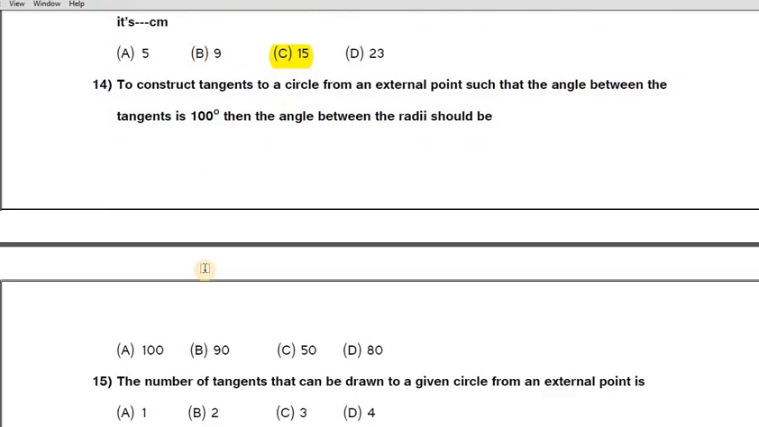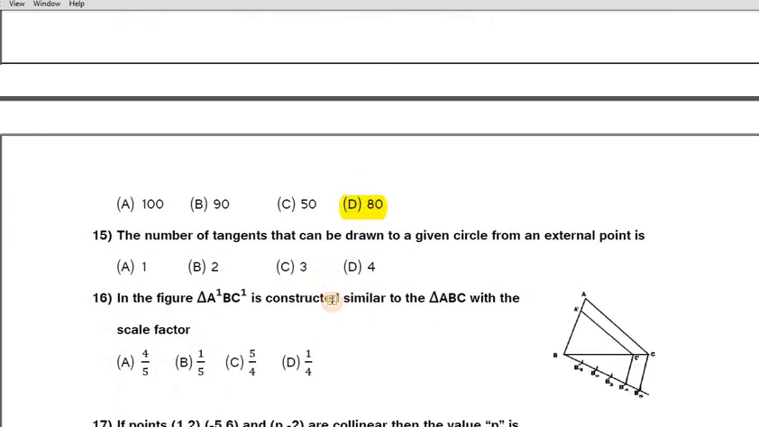Next, let us move on to another question, children. Question number 14. To construct tangents to a circle from an external point such that the angle between the tangents is 100 degrees, then the angle between the radii should be. Children, in each and every question paper, this kind of problem is repeated. See here, the angle between tangents is given and the angle between radii they are asking to find. So those two angles sum to 180 degrees as we discussed in the earlier classes. So here the angle between tangents is 100 degrees, hence the angle between radii should be 80 degrees.